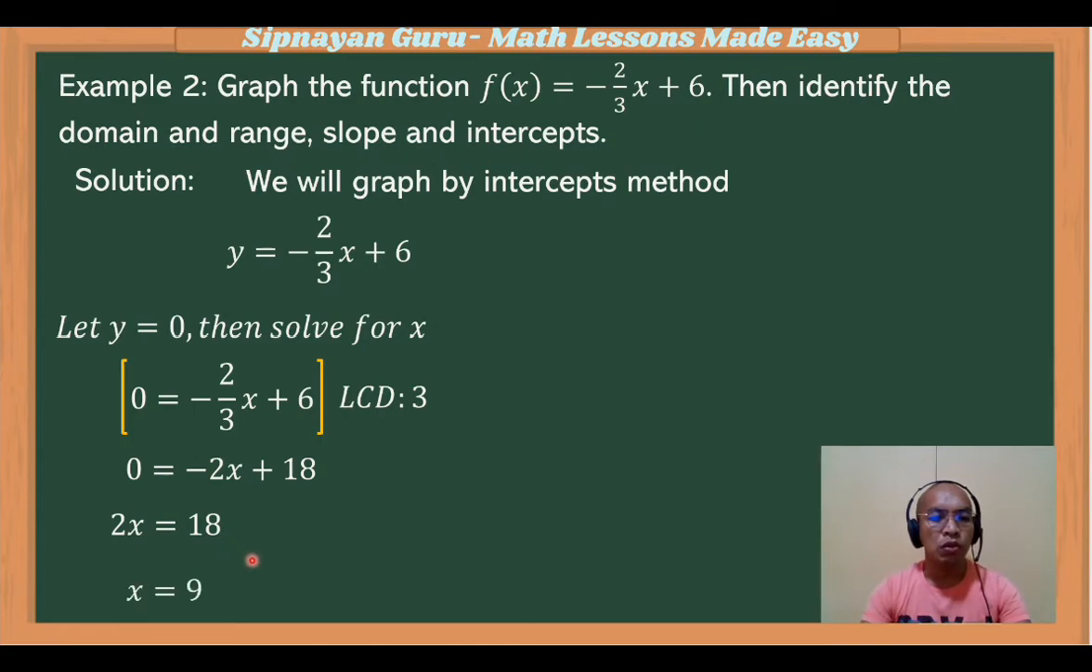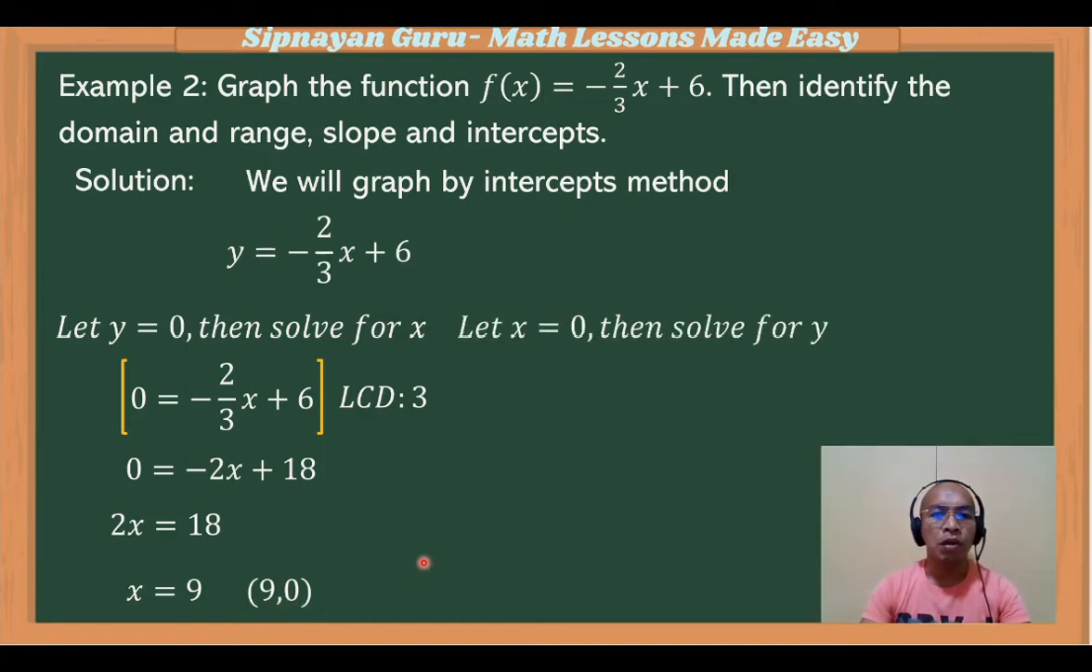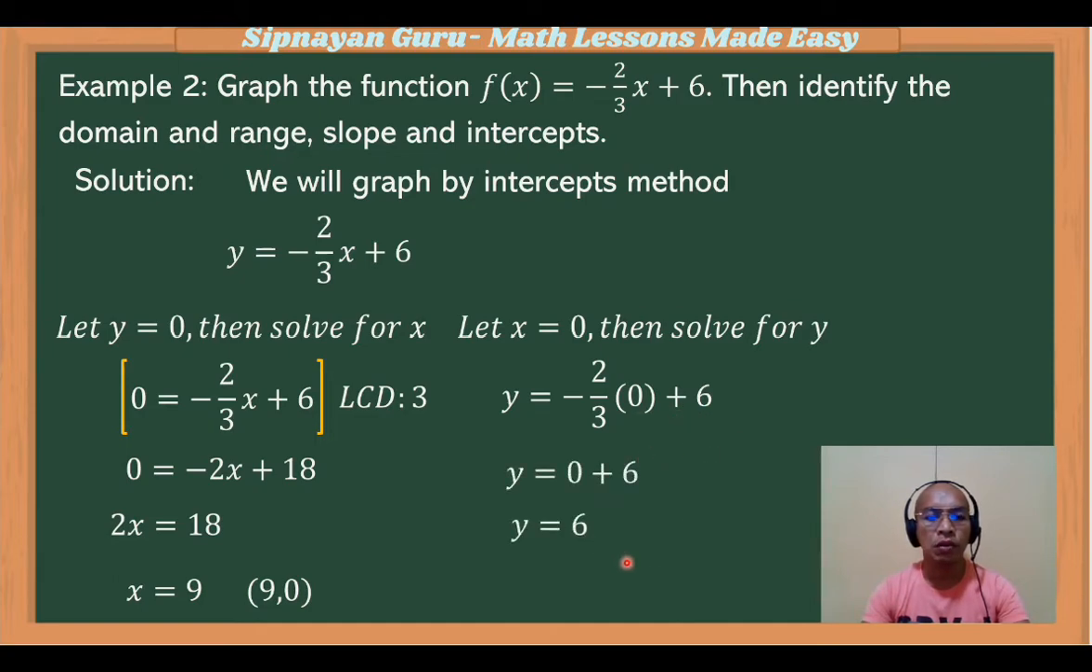Divide both sides by 2 to solve for x. Our x is equal to 9. So the x-intercept is (9, 0). For the y-intercept, let x be equal to 0 and solve for y. So this would be y equals negative 2/3 times 0 plus 6. 0 plus 6, our y is equal to 6.